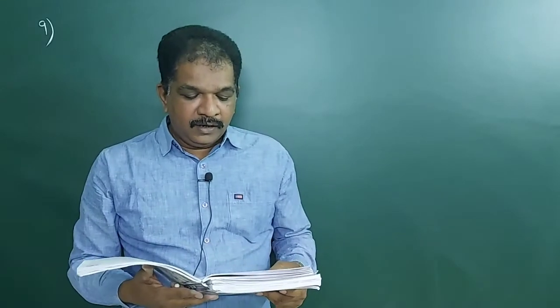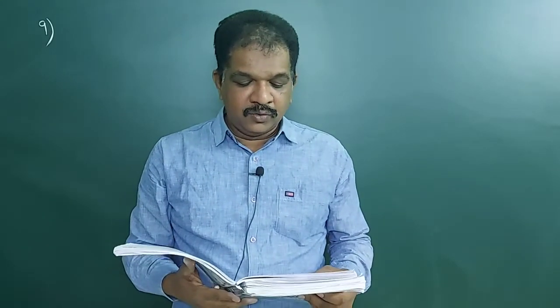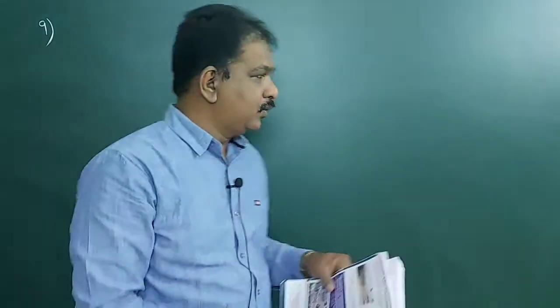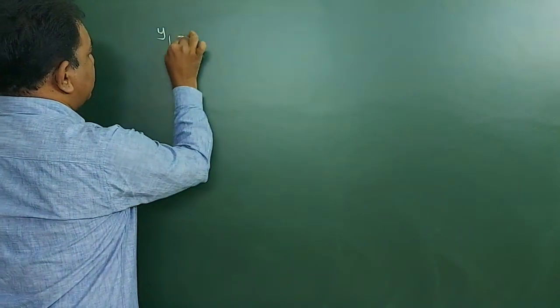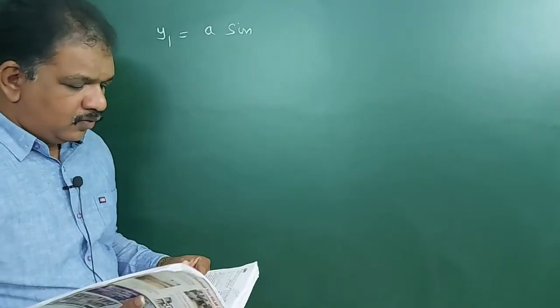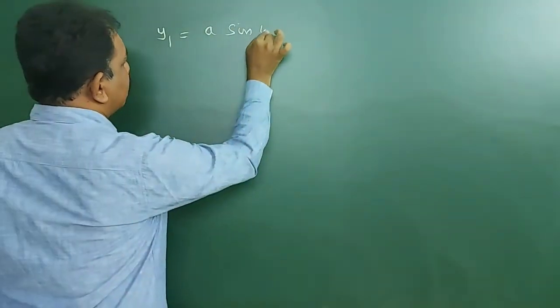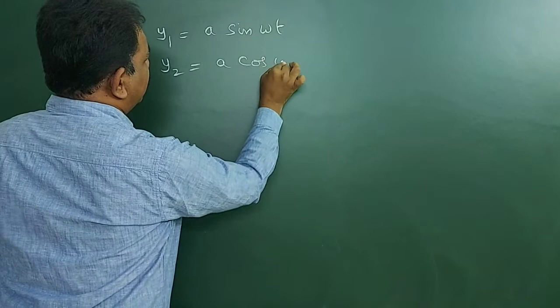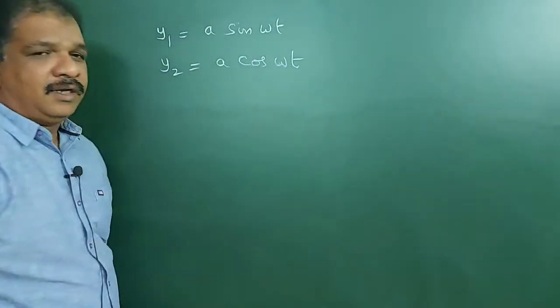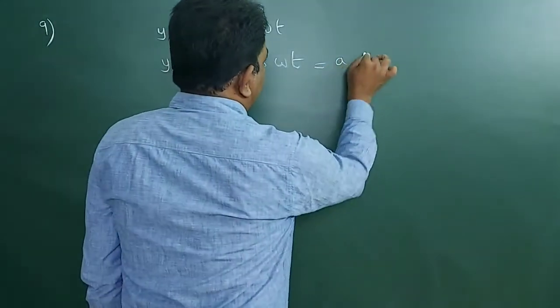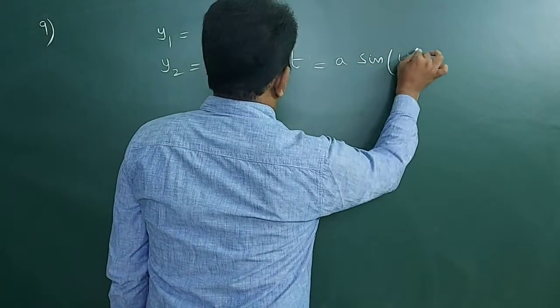What they are asking: y1, y2 are the two displacement equations. What is the effective amplitude? y1 is equal to a sin omega t. y2 is equal to a cos omega t. Okay, we'll write like this, a sin omega t.